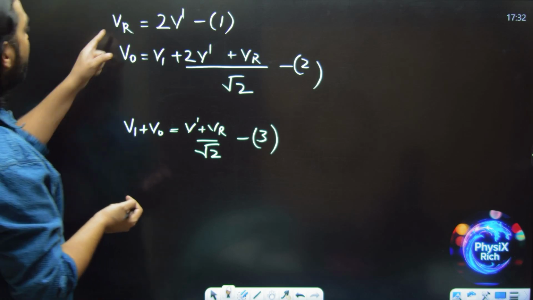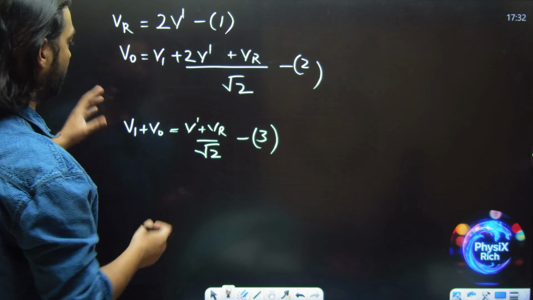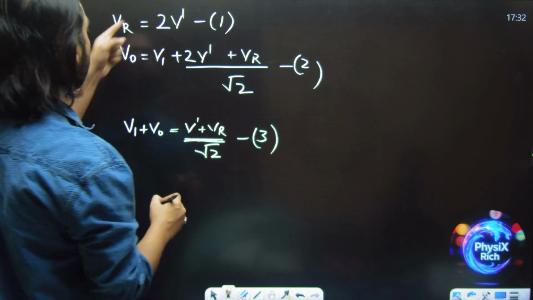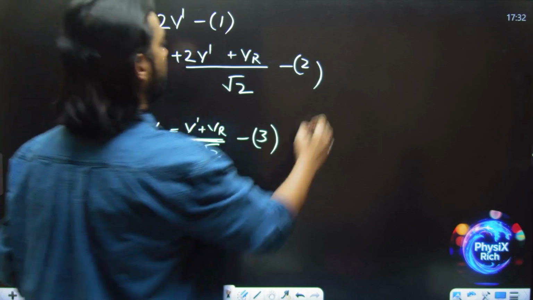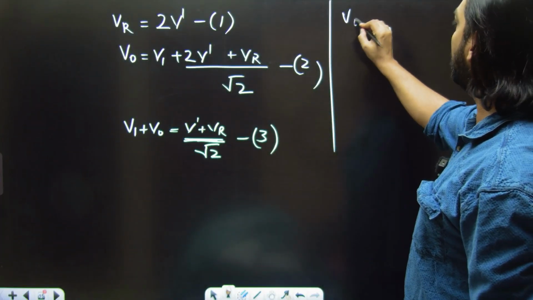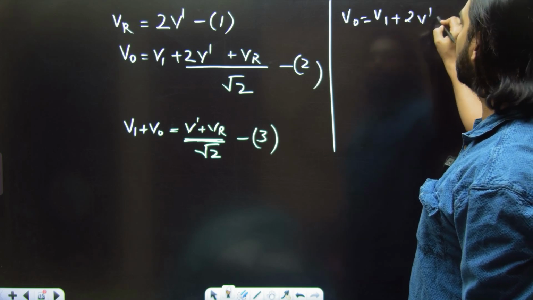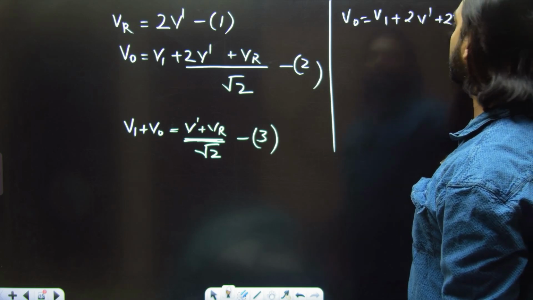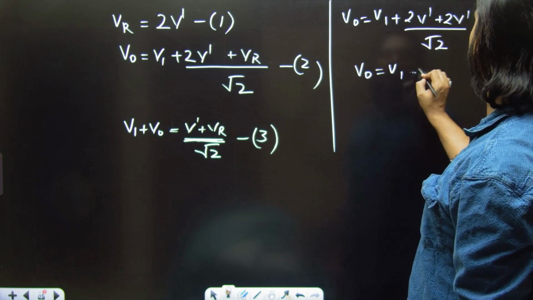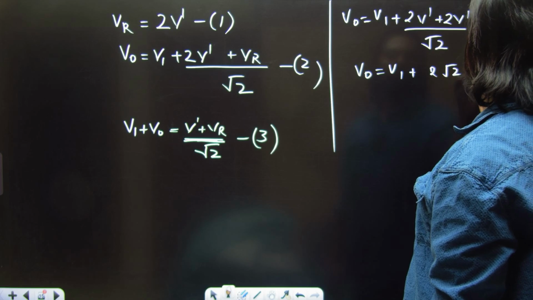I can see that VR equals to 2V dash is going to be making me very happy about it. So let's just put VR equals to 2V dash here also and here also. So what do I get? I get V0 equals to V1 plus 2V dash plus VR, which is again 2V dash, and divide that with root 2. So I get V0 equals to V1 plus 4 upon root 2, which is 2 root 2 V dash.